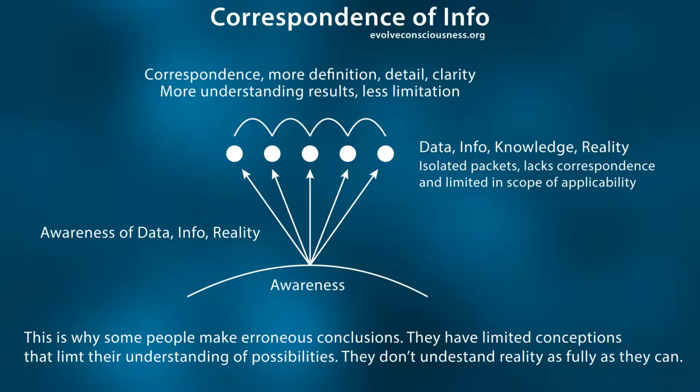This is why some people make erroneous conclusions. They have limited conceptions that limit their understanding of possibilities. They don't understand reality as fully as they can. So not only when you have a limited data set are you going to have a limited awareness of reality, but when you're not able to correspond things within each other and correlate them into a coherent understanding, then you'll have less aspects of the big picture, the great web, the big pattern, the great pattern, whatever you want to call it, of understanding reality will be less coherently formed, and you'll have pieces missing. But when you create connections between data points and reality, you're able to develop a more in-depth and complete understanding of that bigger picture. So I'll read the article now.